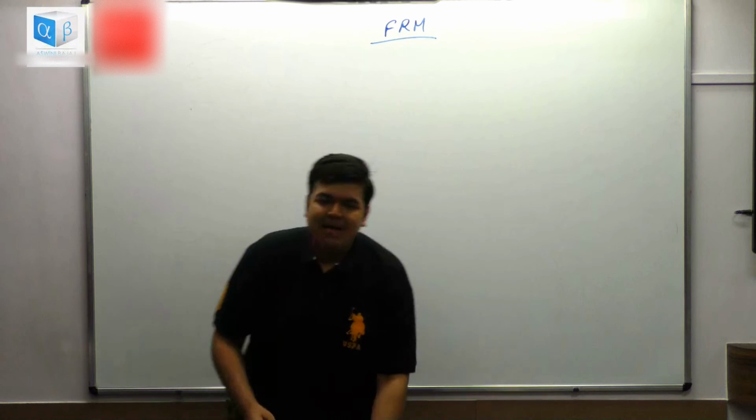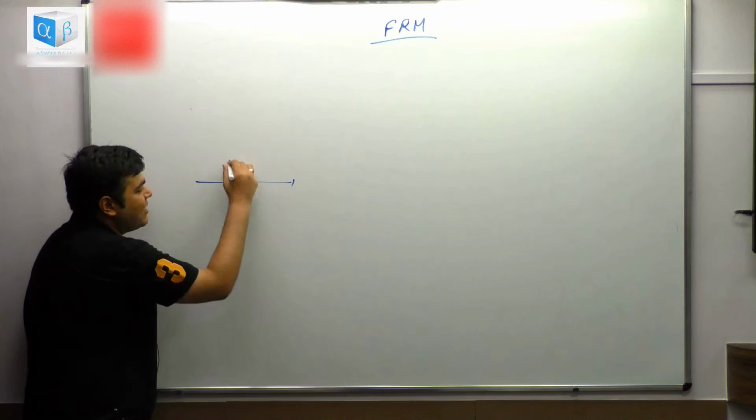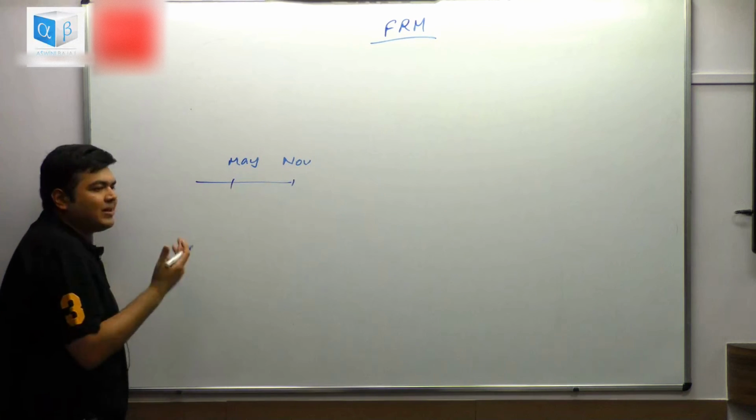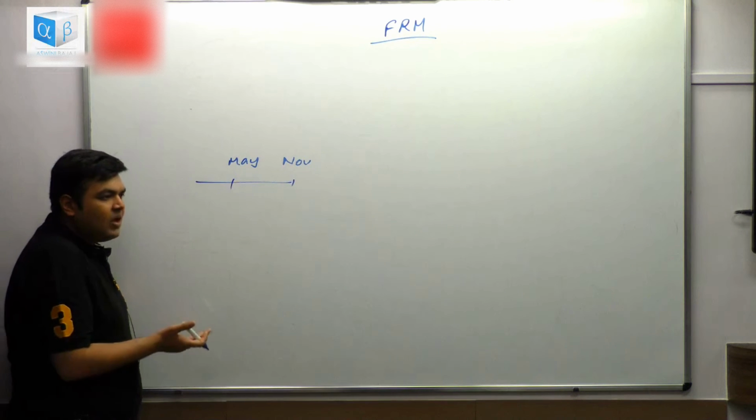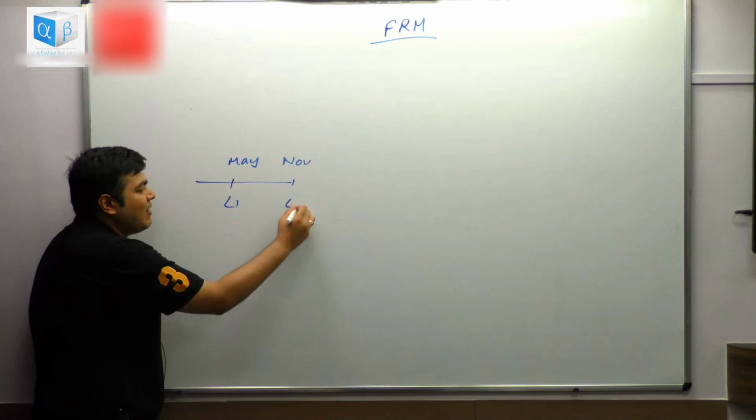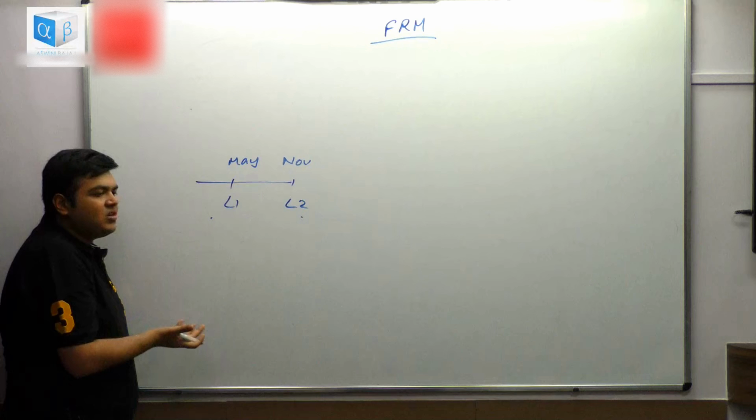When you're looking at the exam dates, FRM takes place twice a year. It's going to be taking place in May and November. It takes place on the third Saturday of May and November, so you can calculate the date for any year, any exam. You can give level 1 in May and level 2 in November, or level 1 in November and level 2 in May. So it takes a year's time.